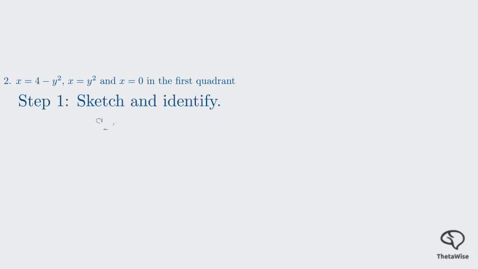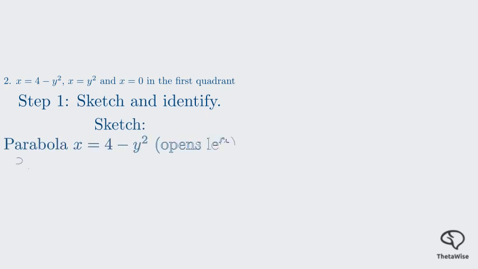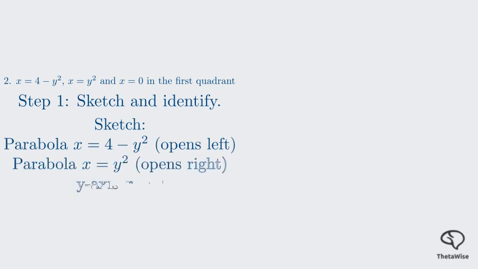On to our next problem. Find the area bounded by the parabolas x equals 4 minus y squared and x equals y squared, and the y-axis, x equals 0, in the first quadrant. Step 1. Sketch and identify. The first equation, x equals 4 minus y squared, is a parabola opening to the left. The second, x equals y squared, is a parabola opening to the right. The third, x equals 0, is just the y-axis.